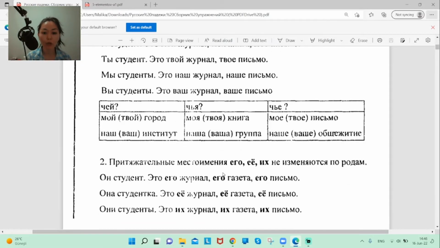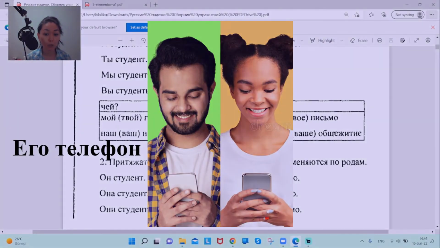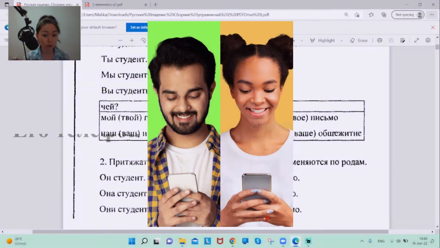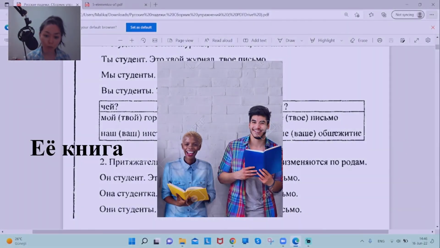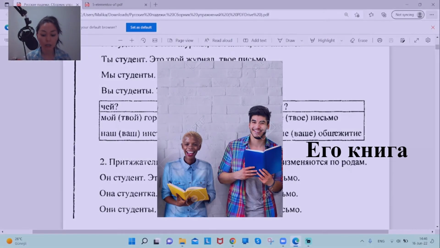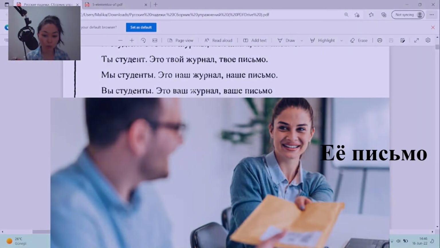Now, about his or her. So this would depend on the person who possesses, да? On the subject. So if we're talking about a man who has a phone, we would say его телефон. But if it's a woman who possesses the phone, we would say её телефон. Её книга, его книга. Её письмо, его письмо.